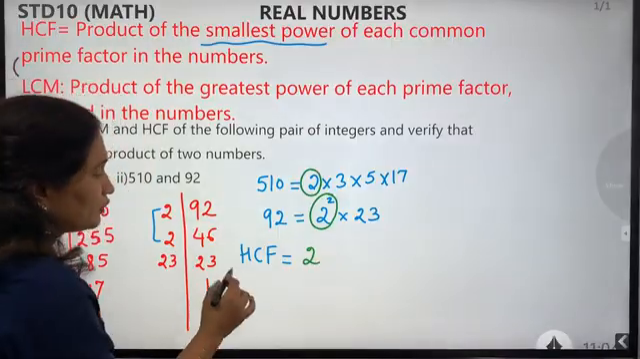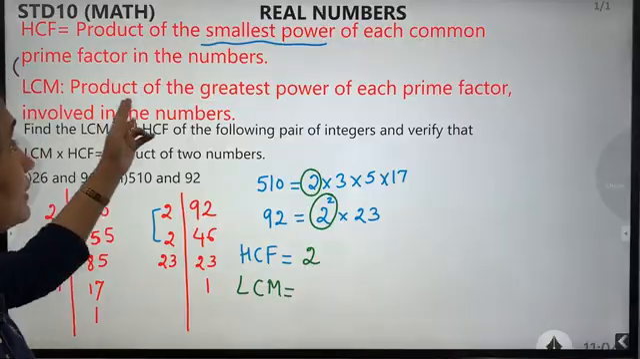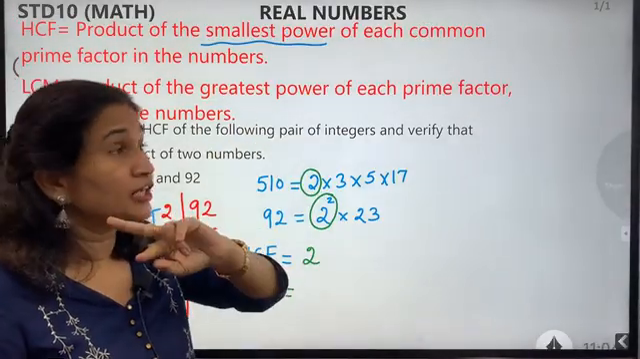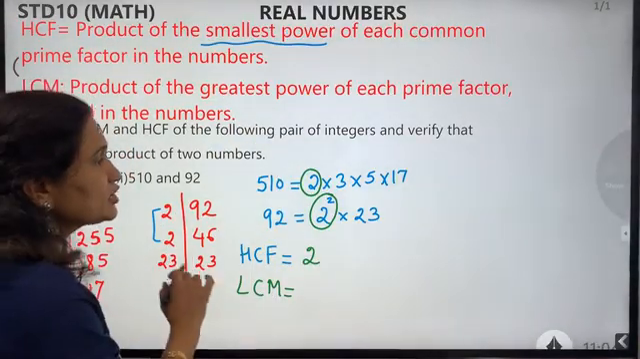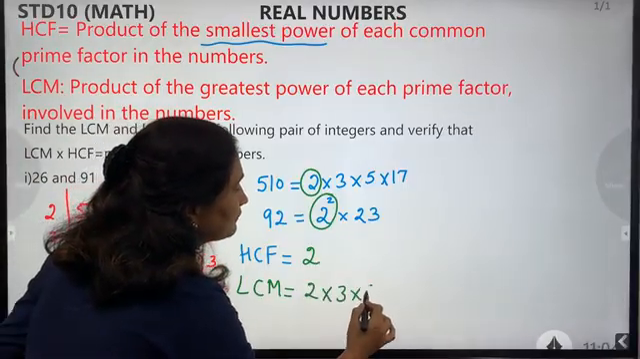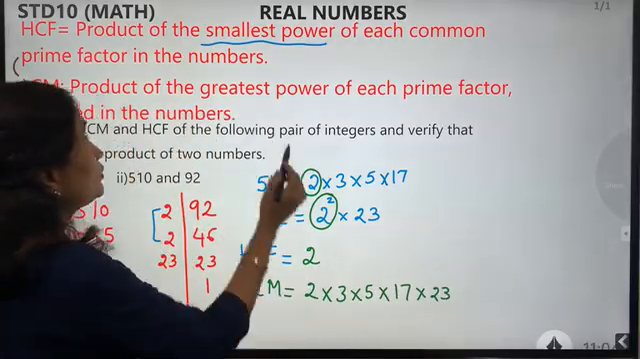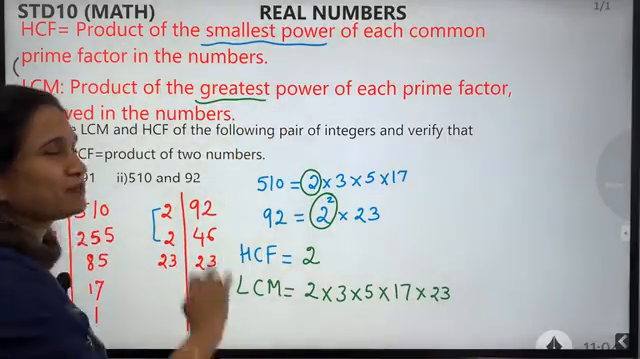Now, coming to the part of LCM. For LCM, what do we say? We have to find the product of the greatest power of each prime factor. Which are the prime factors, children? There is 2, there is 3, there is 5, there is 17, there is 23, and they are saying you have to take the greatest power.